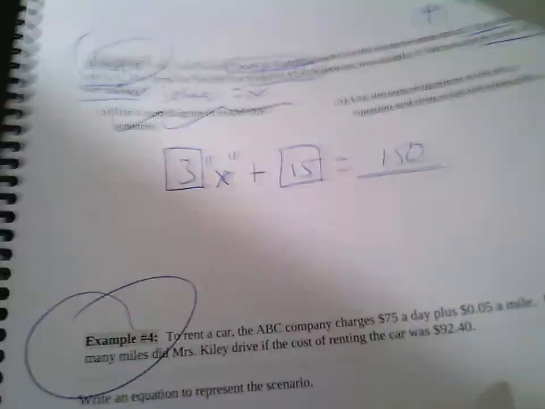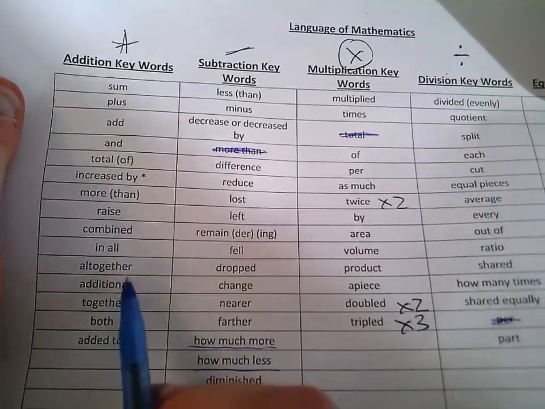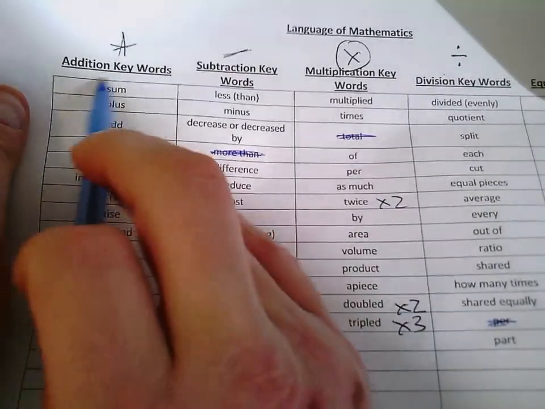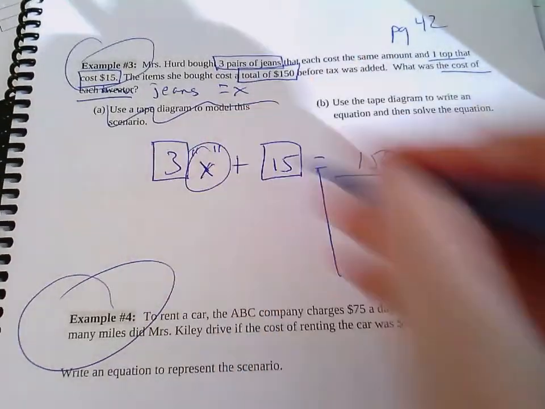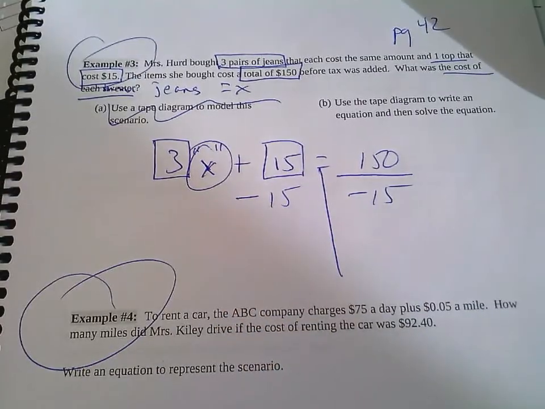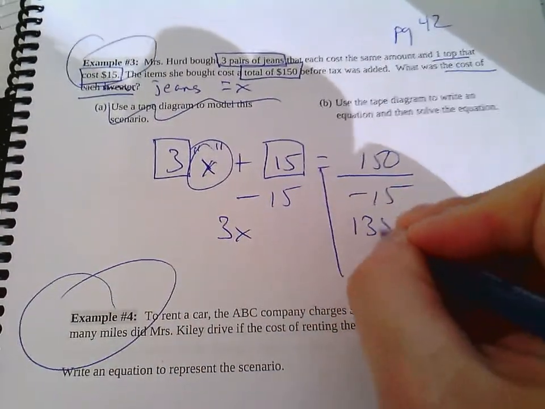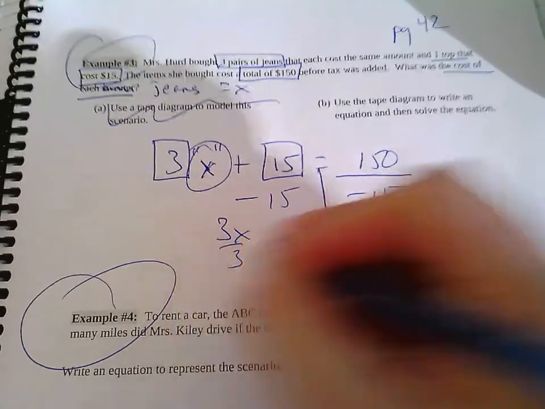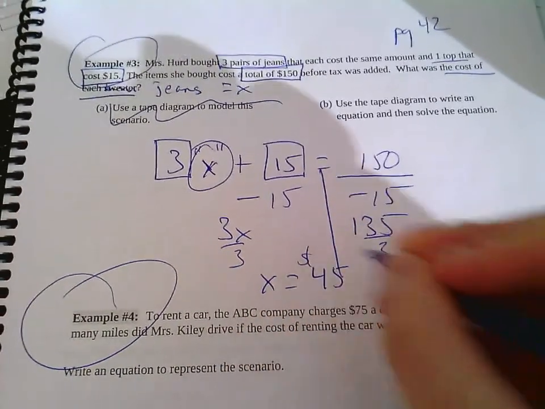Remember those words that we talked about? Actually, I still got the sheet right here. So there's this sheet here. You may remember that, and we talked about these words. See the word total? Total means add. So just keep that in mind. All right, so then there's the equation. This one we'd have to subtract 15 from both sides. We end up with 3x. This becomes 135. Divide by 3. And x will equal $45 a pair.